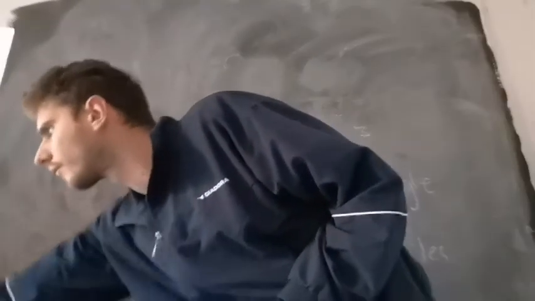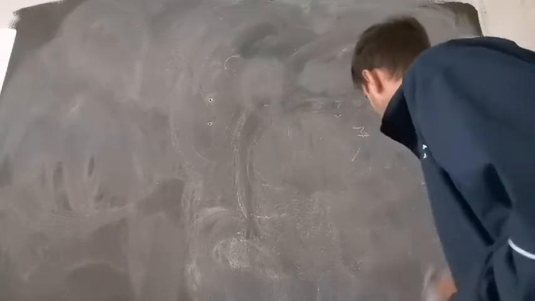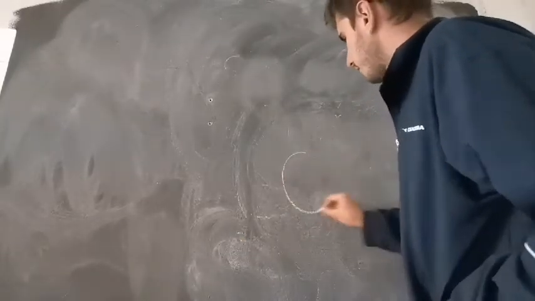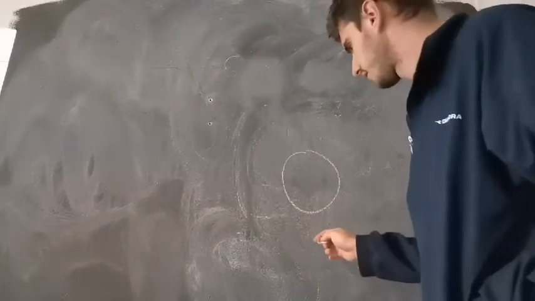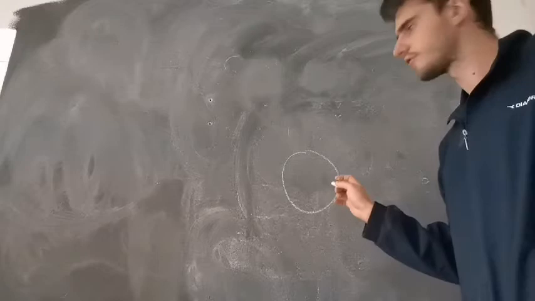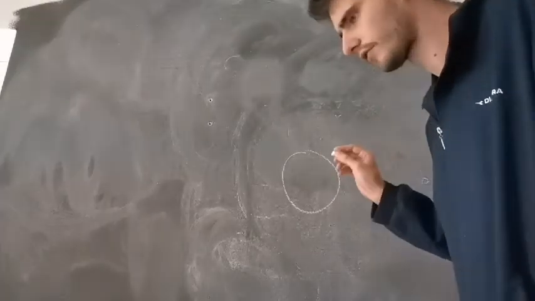Then we've got our circle. Now the circle, if you guys can see it, has no sharp points and it's usually drawn in one line. So this is how a circle looks.